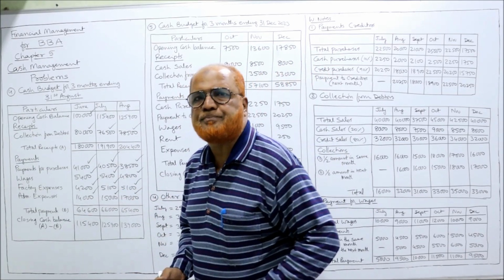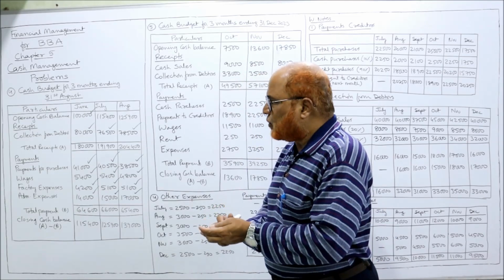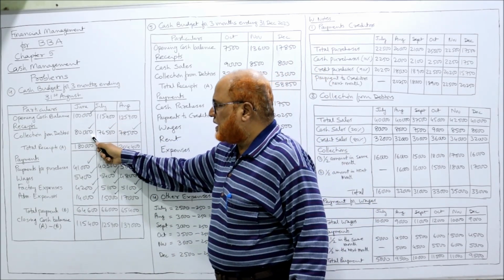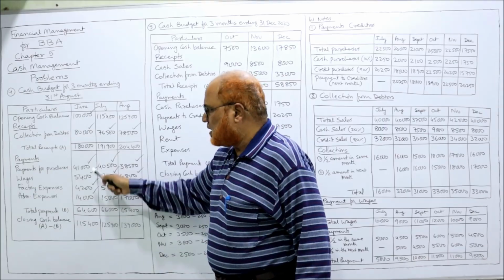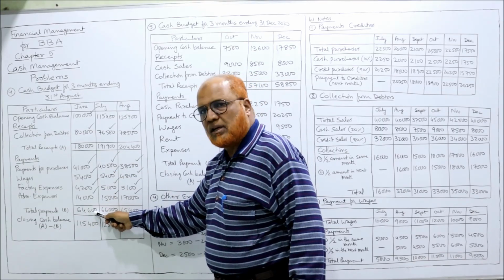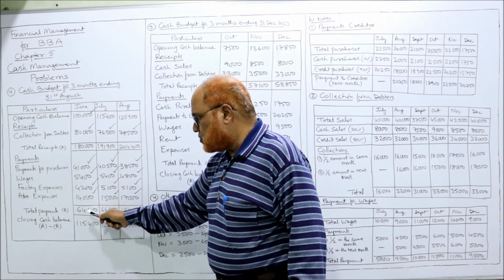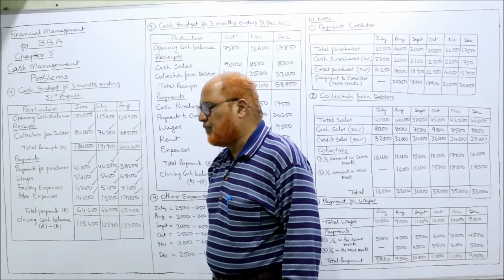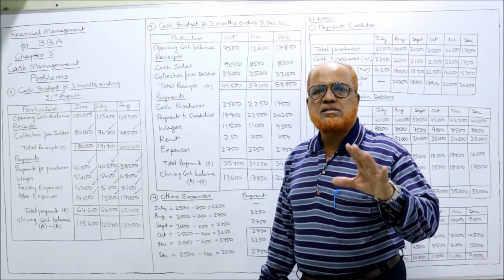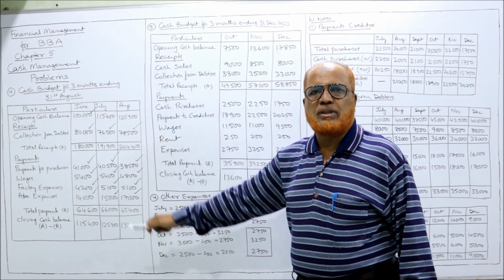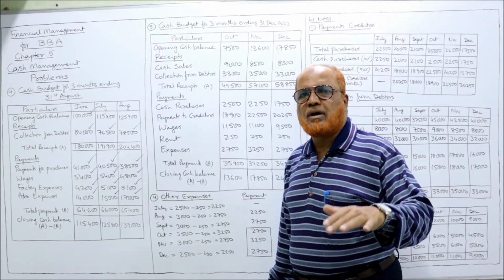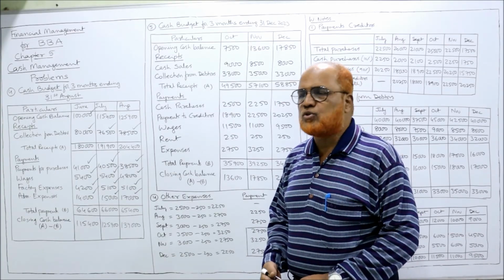Over. Problem finished. Now simply you have to take the total. 1 lakh plus 80,000. 1 lakh 80,000 total receipts. Take all the payments 64,600. Receipts minus payment closing balance. 1 lakh 80,000 minus 64,600. 1 lakh 15,400. This is the closing cash balance for the month of June. It will become opening cash balance for the month of July.